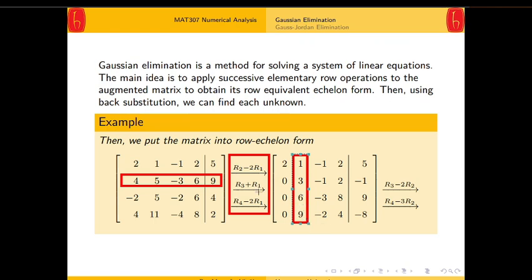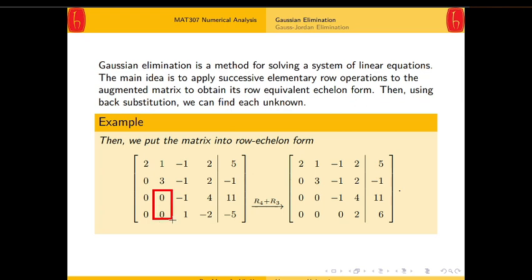Once we apply these operations, we get zeros below the leading entry of the second row, and this looks quite like the row echelon form. We also need to move on and do the same thing for the third column. The leading entry of the third column is -1.